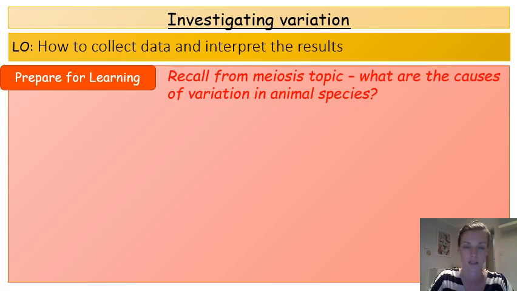As your starter for today, I'd like to see if you can recall from the meiosis topic what the causes of variation in an animal species are. I'm going to show you some images, but I'd like to see how many you can remember without the images. So pause the video, and then I'll reveal some images. Pause it again and see if you can figure out what the 4 causes of variation are.